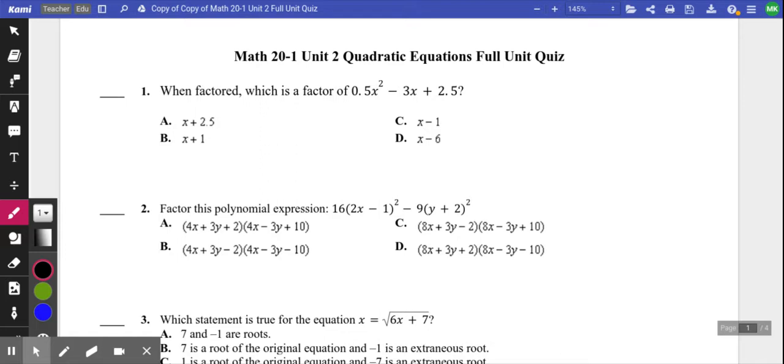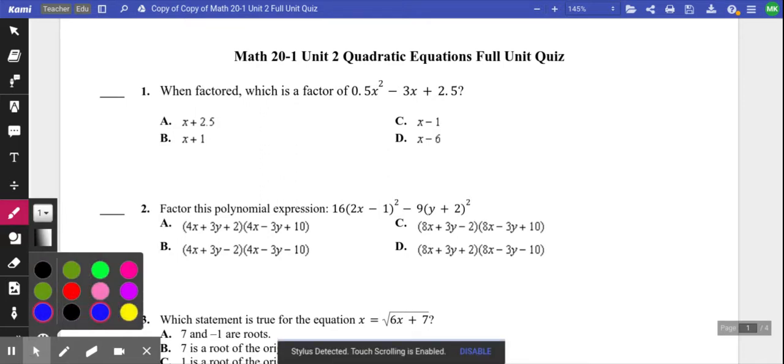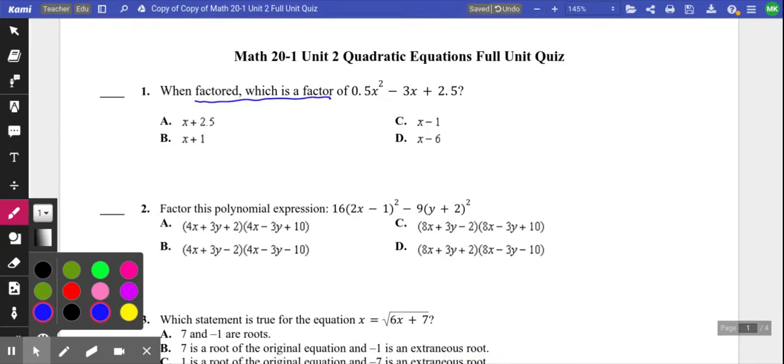Question number 1. When factored, which is a factor of 0.5x squared minus 3x plus 2.5? First thing I need to recognize is that I need to factor. Second thing I need to recognize is there's decimals, and decimals scare me because I'm easily afraid of many things. So I want to get rid of those decimals. Best way to get rid of decimals is to multiply the entire equation by something. In this case, because my decimal is 0.5, the best thing I can do is multiply by 2. So I'm going to multiply everything by 2.